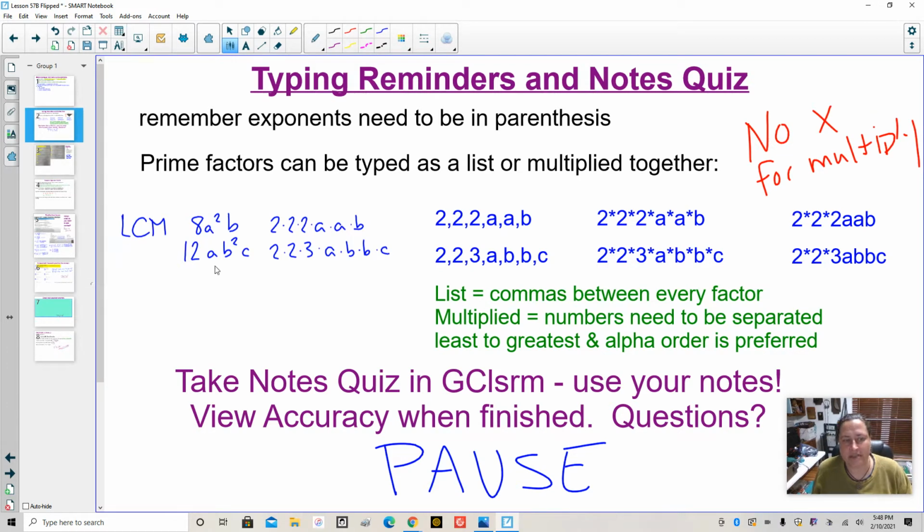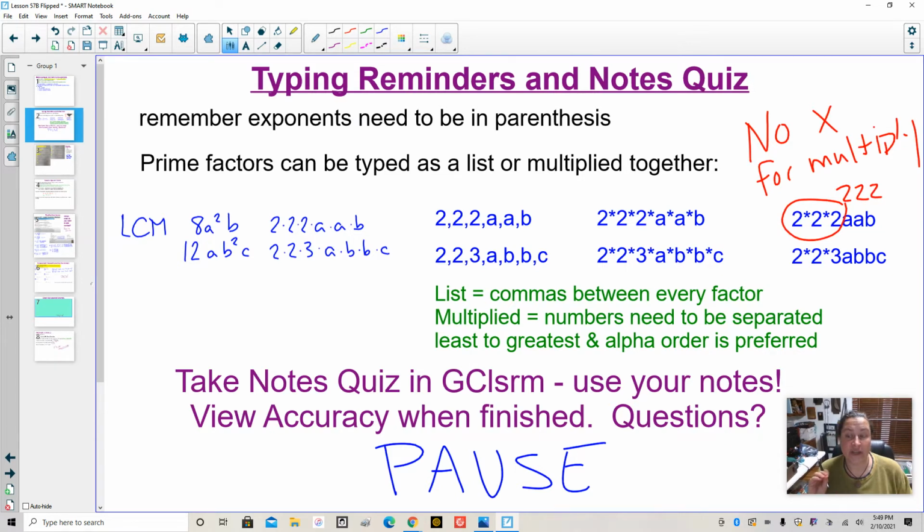So if I wanted the least common multiple of 8a squared b, that's 2 times 2 times 2 times a times b. I could type that with commas in between, with asterisks in between every one, or variables can actually be adjacent to one another, and we know that they are going to be multiplied. There's not confusing that there's some number called AA, right? But if I write that as 222, that's 222.